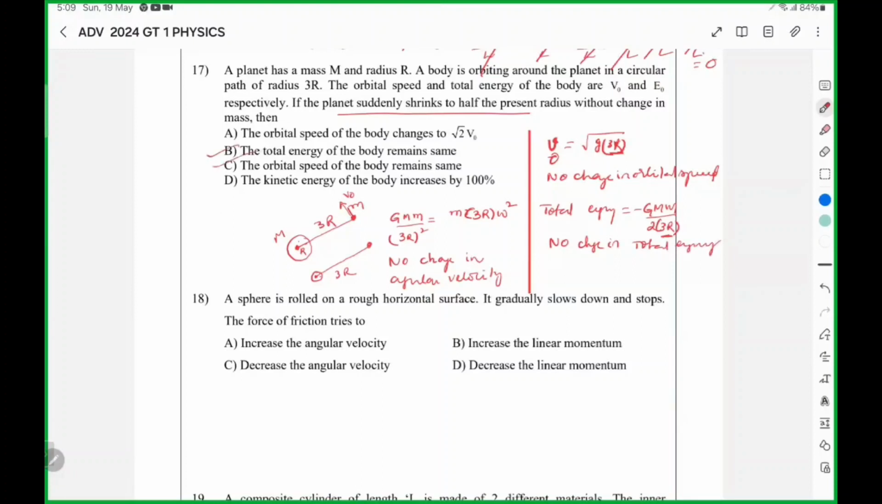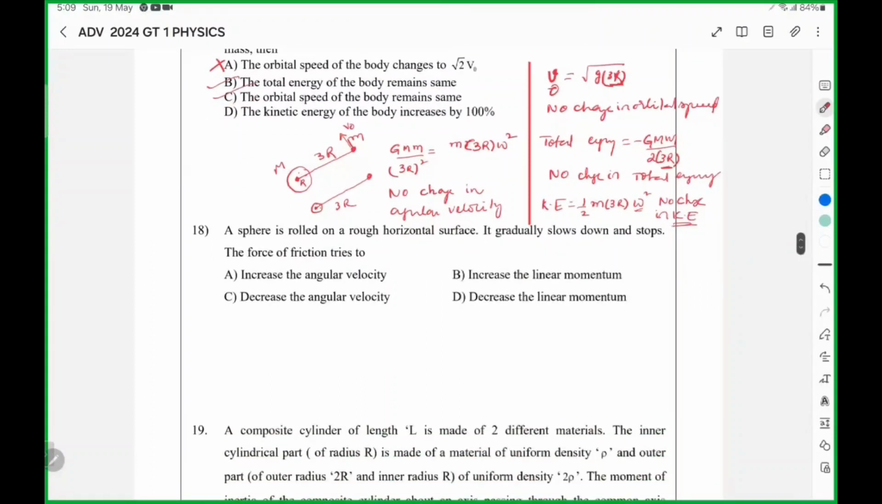So D and C are correct. About A, once the orbital speed is the same, A becomes wrong. Kinetic energy will be half m v square, that is half m times 3r omega square, and as there is no change in angular velocity, there is no change in kinetic energy. So only B and C are correct options.